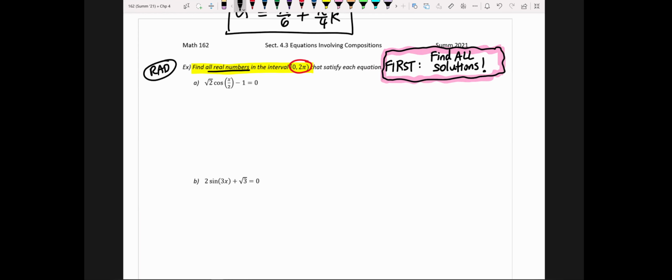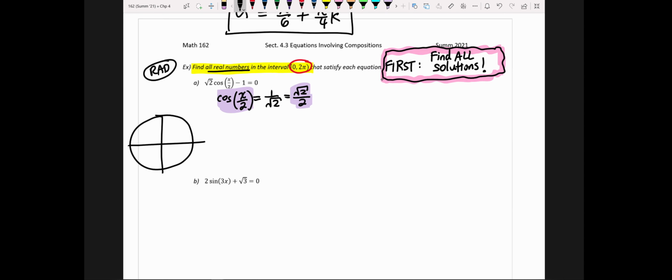Okay, so we know how to find all solutions. We follow the core 3 steps to solve for the input and then isolate x. So here, step 1, isolate cosine. Okay, so cosine of x over 2 is equal to 1 over root 2, which is root 2 over 2. We immediately recognize that this is on the unit circle. On the unit circle means we don't need our calculator. The input is a radian measure on the unit circle. Okay, so our x coordinate cosine is the x coordinate on the unit circle. X coordinate is root 2 over 2.